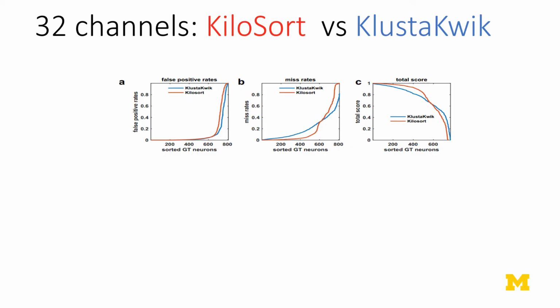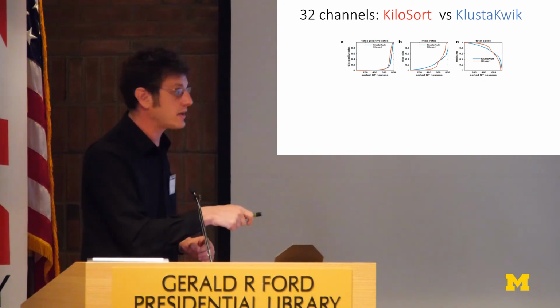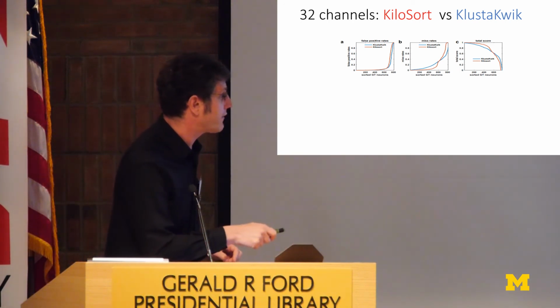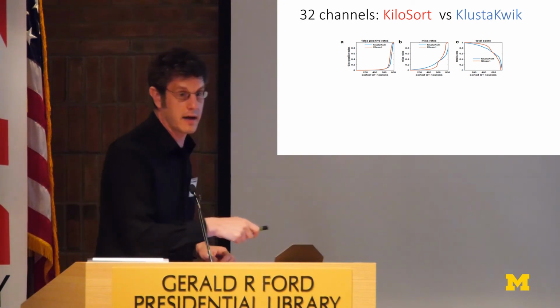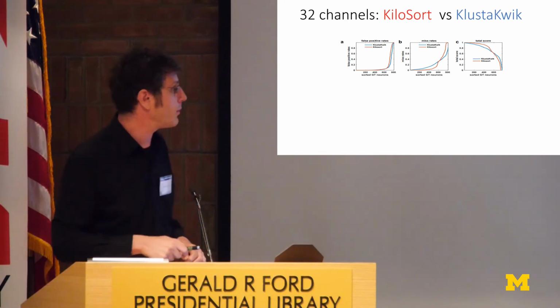Okay, so what about the results? So this shows now for a database of 800 of these simulated ground truth neurons, a sorted histogram of the false positive rates here for ClusterQuick, the old method in blue, and KillerSort, the new method in red. And you can see the false positives are almost exactly the same. In fact, ClusterQuick does a little bit better for false positives because it rises more slowly.